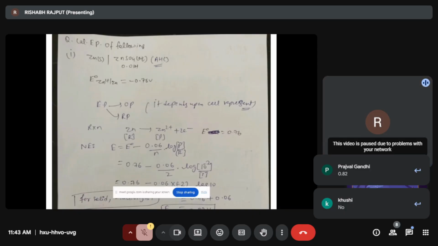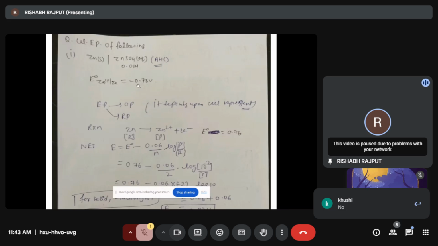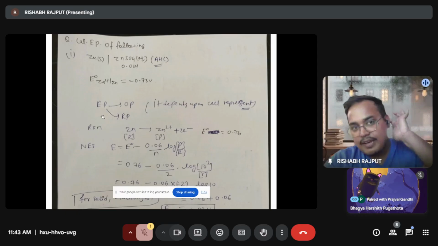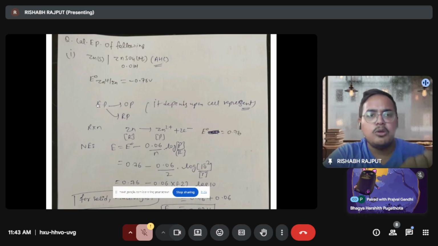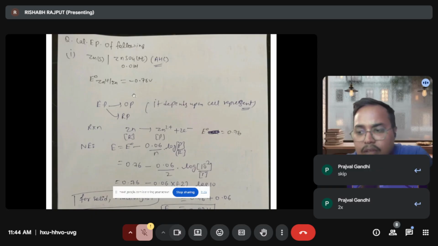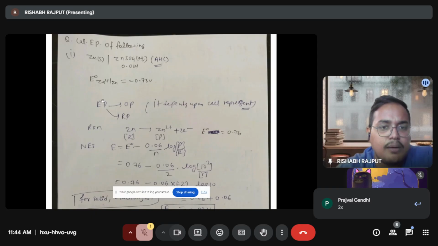Please see, I am not solving the problem or asking for the answer. I am focusing on the concept of how to solve the question. Just focus on this. They will normally ask like this: please tell me the E cell value, or please tell me the electrical potential. At that time, how can you tell? How can you know whether the value will be OP or RP?